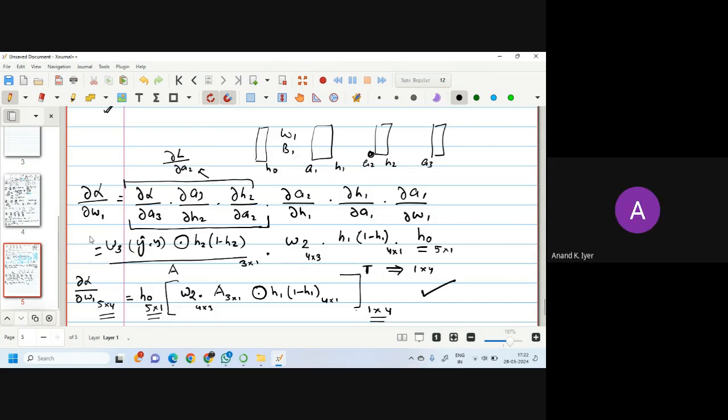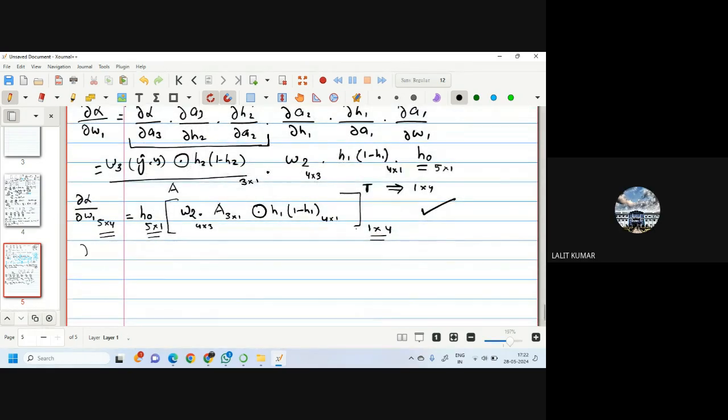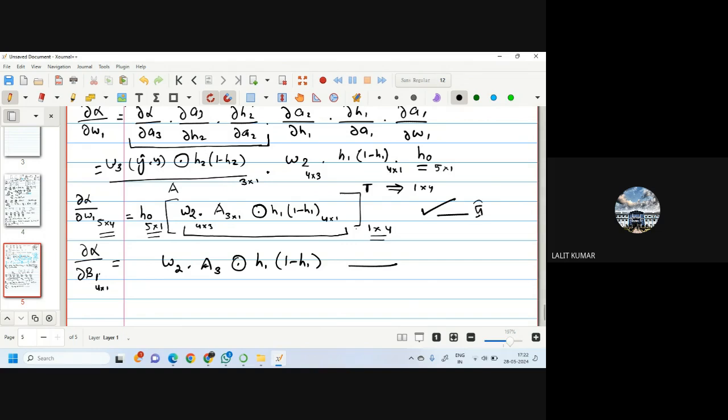Now similarly, how we had done earlier, for del L by del B1 we don't use H0, we will use only this term with no transpose, because the size of B1 is 4 into 1. So this will become W2 dot A3 times H1 into 1 minus H1. That's how we have calculated for all.